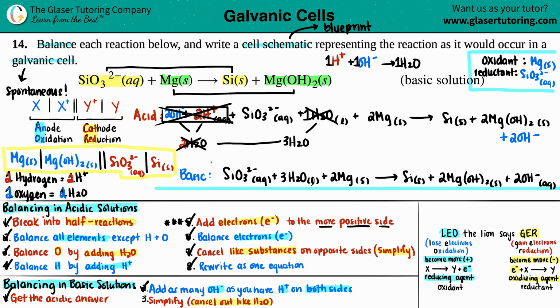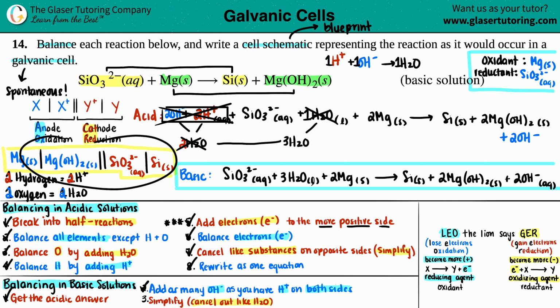So we basically got 3 answers out of this. Let me just maybe, there you go. We want the highlighter, there you go. So that's the balanced equation. This is the cell schematic, and we also found out which one was the oxidant and the reductant. And now we're done. Whew, that one was crazy.